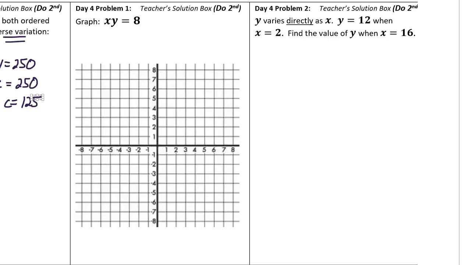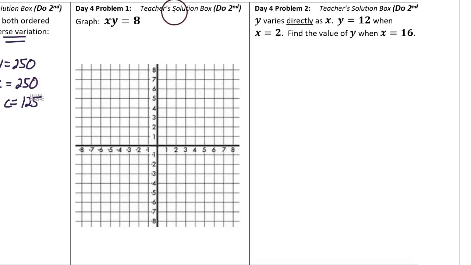Here's the solution for day 4, problem 1. Graph x times y equals 8. When you graph this, you'll see why this is right after the section of the book about hyperbolas, because the graph of an inverse relationship is going to be a hyperbola.